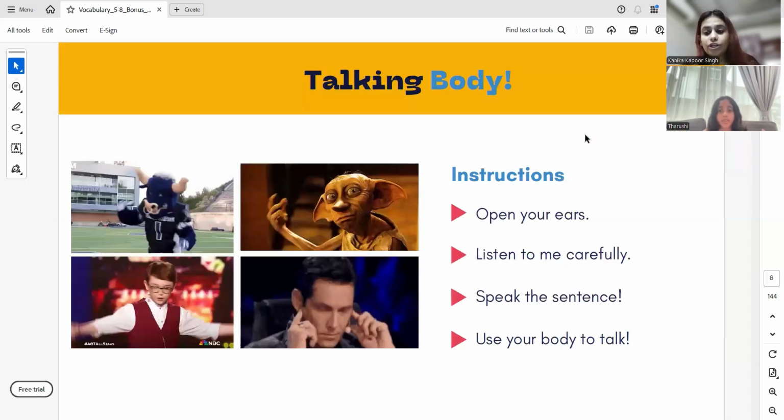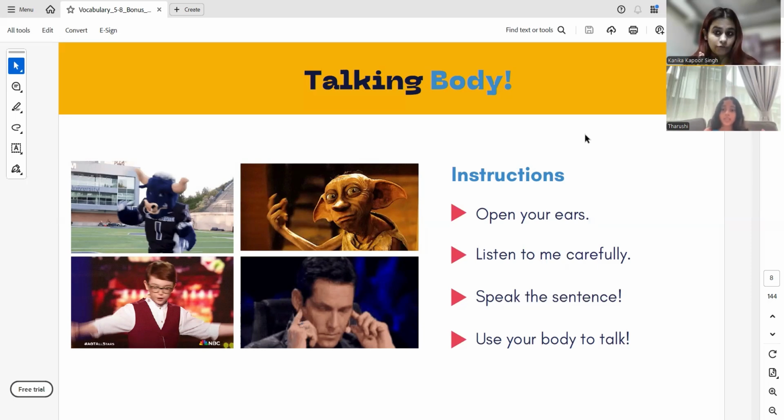So, what are the instructions, Tarushi? Can you read them out? Open your ears. Listen to me carefully. Speak the sentence. Use your body to talk. So, whenever there'll be a picture in front of you, you have to open your ears when I'm explaining something. And listen to me carefully, which word I'm speaking many times. And you have to speak the sentence with me and use your body to talk.